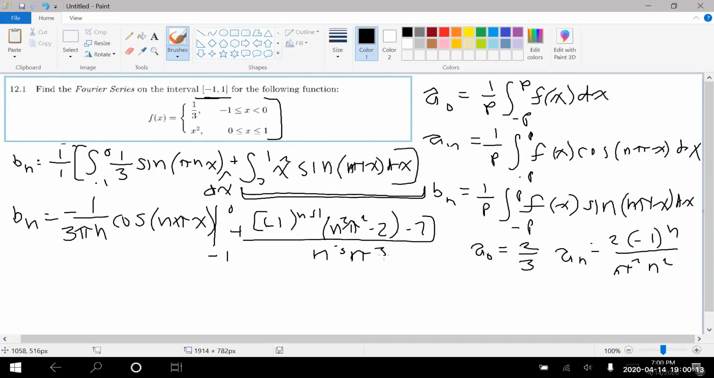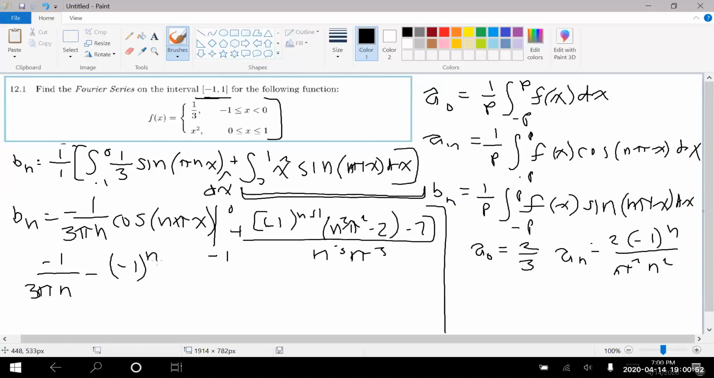Now all that's left to do in this section is evaluate this cosine. What's going to happen here? We start at cosine of 0. What happens when we evaluate the cosine of 0? We get a 1, so we have negative 1 over 3 pi n, and then minus. Now we evaluate the cosine at negative 1. What happens when we evaluate cosine at negative 1? In this instance, we do negative 1 to the n.